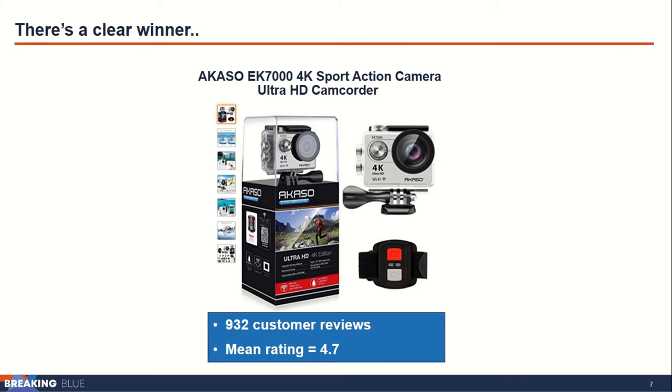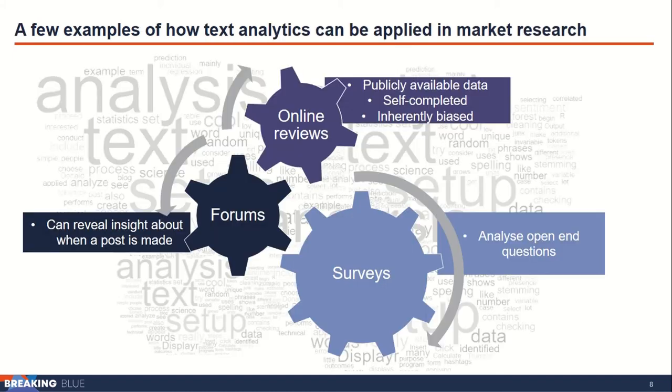This is one example of how we've used text analytics at Breaking Blue. We did this analysis before the current pandemic, but now people are shopping online more, particularly on websites like Amazon. Online reviews are even more important, and there's a greater potential for text analytics to provide additional insight on data that is already available.